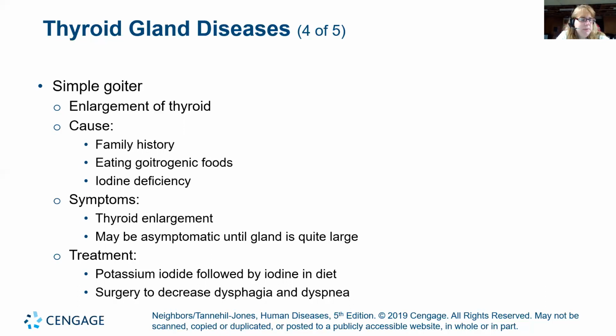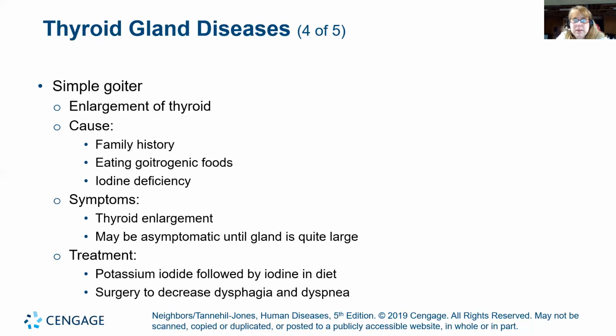So again, you can be very asymptomatic until your gland is quite large. Some people don't notice lumps in their neck. Some people do. So how they treat this is they give you a potassium iodide pill followed by increasing iodine in your diet. Certain foods are rich in iodine.